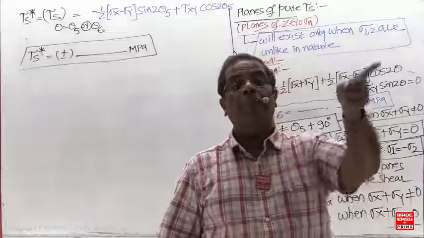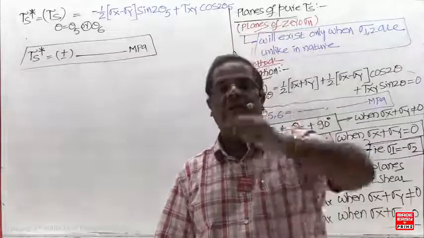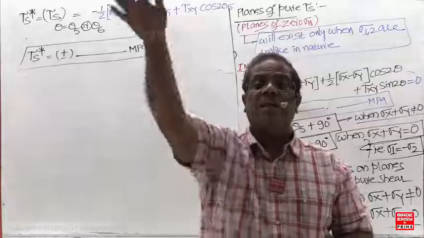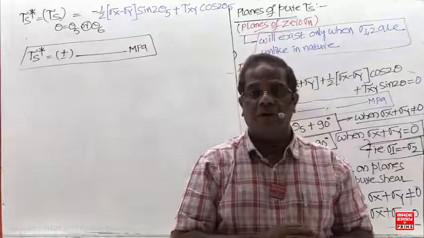Always, on two complementary planes, shear stresses are equal and unlike. The vice versa is not correct. When shear stresses are equal and unlike, they are not necessarily complementary planes. Vice versa is not valid.